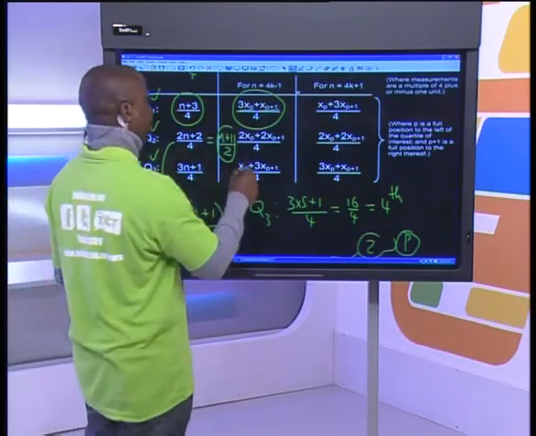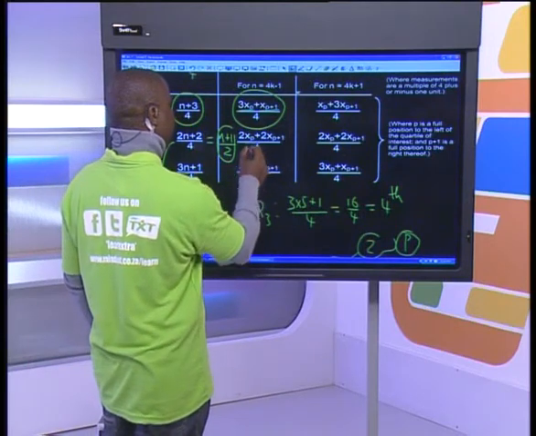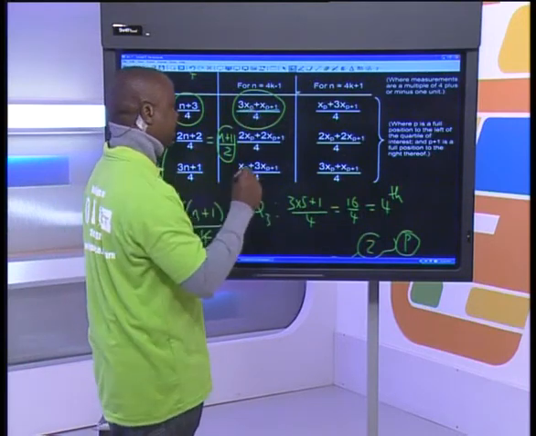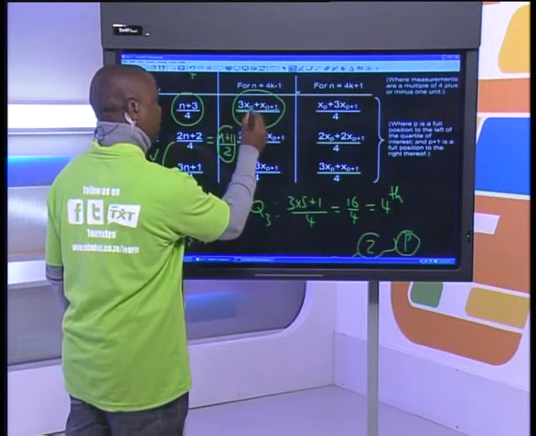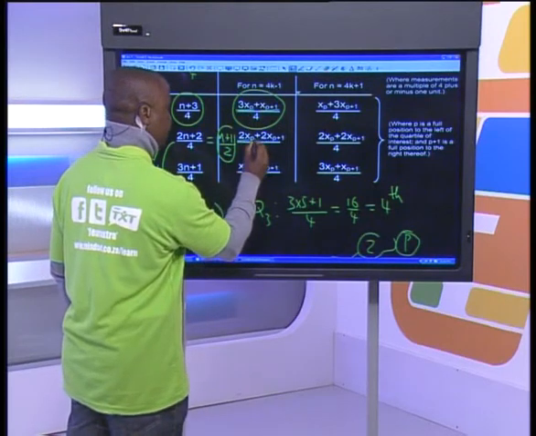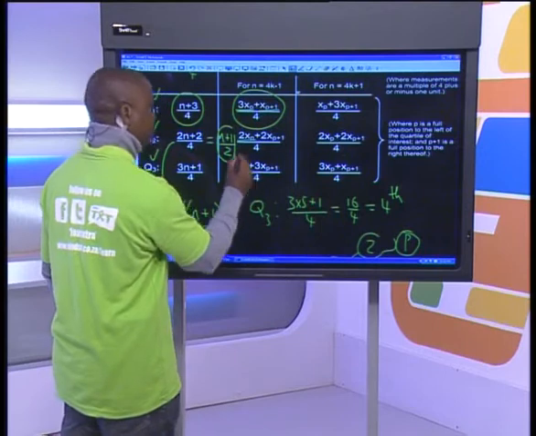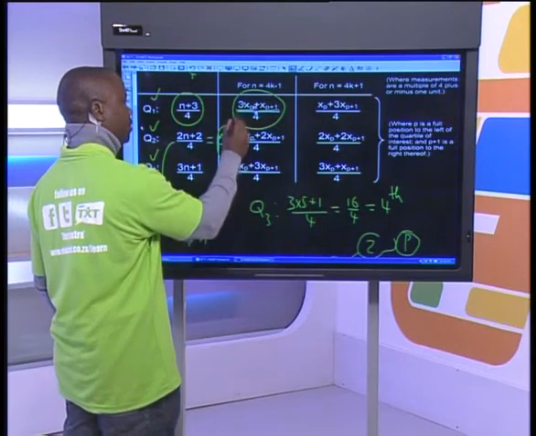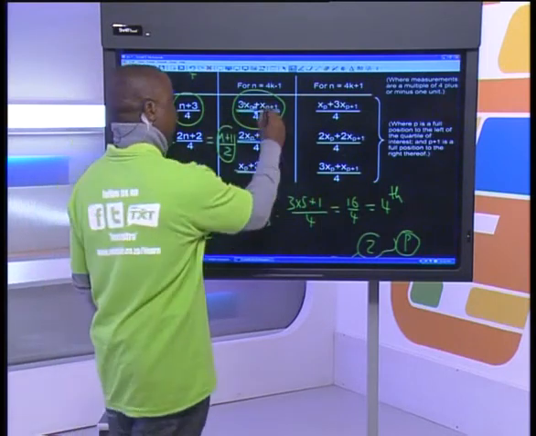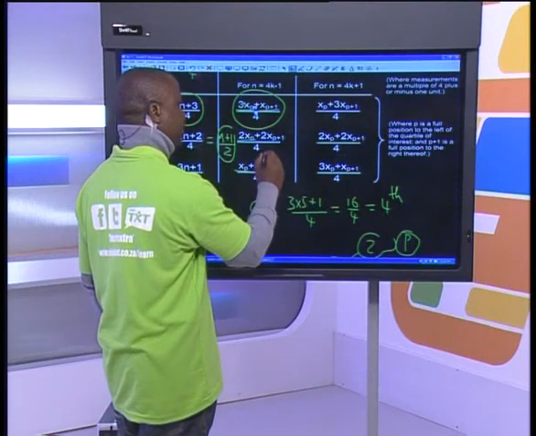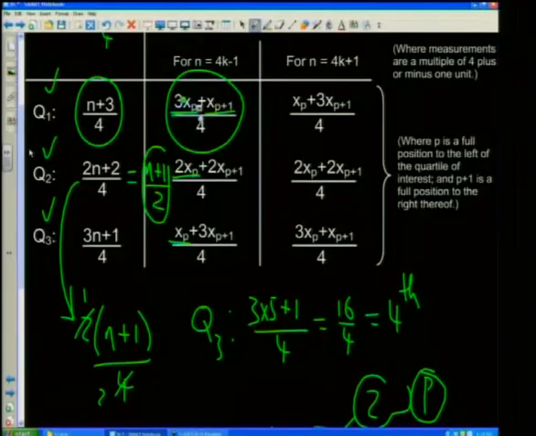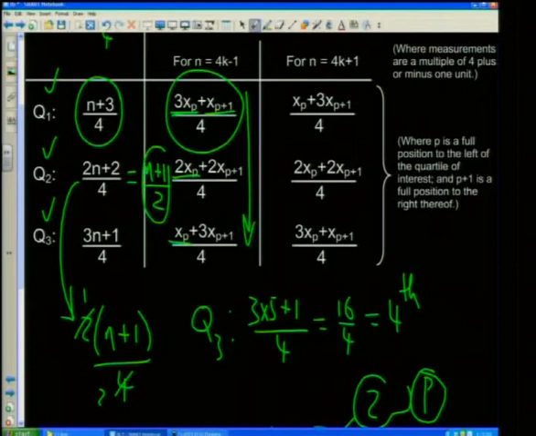Notice that there is also a pattern in that you've got 3xp here, you've got 2xp over there, and then xp. So that is 1, 1, 2, 3. Then the xp plus 1 is in ascending order, so it grows with the quartiles. The other one actually goes down with the quartiles.